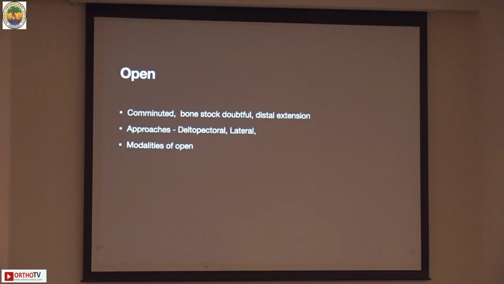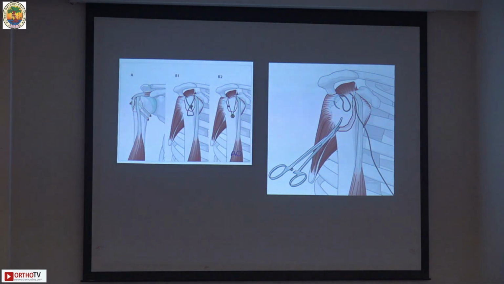Open method. Again, if there is a comminuted fracture, if there is a bone stock which is doubtful and it has a distal extension, approaches, we've just heard a very good lecture on deltopectoral and lateral approaches. What are the different modalities of treatment? For the GT, you can do a lot of modalities of treatment. You can put in 2 CC screws, you can put a plate, you can put in a TBW wire, you can put in a suture anchor with a screw fixation. But in all of them, there is one common thread.